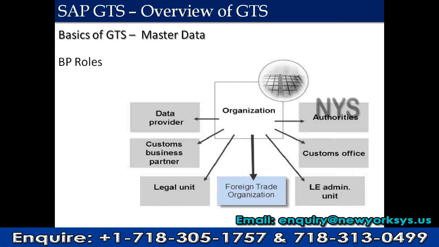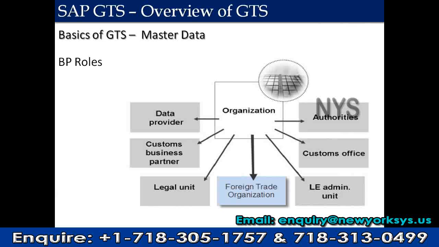And what is this organization? Organization is like the company. So basically, like we have an org structure in our system, this is a kind of business partner attached to your organization. This is basically the organization structure for us: FTO and legal unit in GTS. Company code and plant are there, and here we have FTO and legal unit.